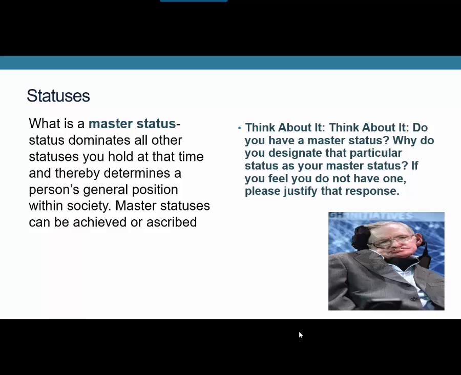Now, you might be sitting here looking at your statuses and thinking, I don't think I have a master status. And that's totally okay. I don't have a master status. There's nothing that really sets me that apart. Because keep in mind, master statuses are not guaranteed. There may not be a status that dominates all of our other statuses. We might not be an Olympic gold medalist. We may not be, you know, HIV positive.